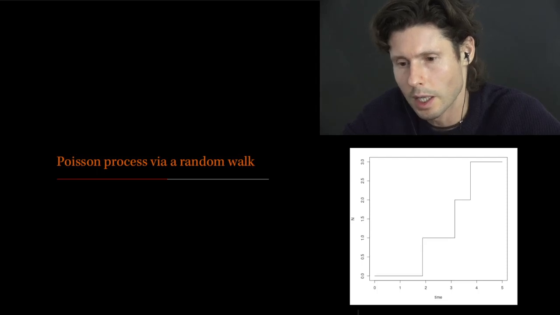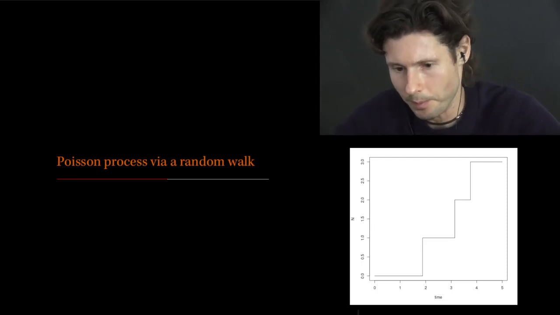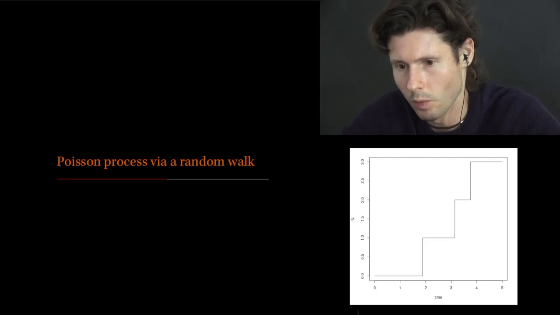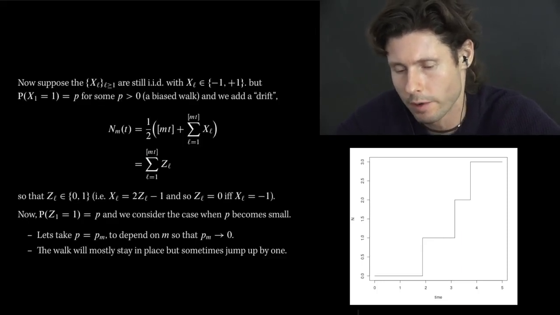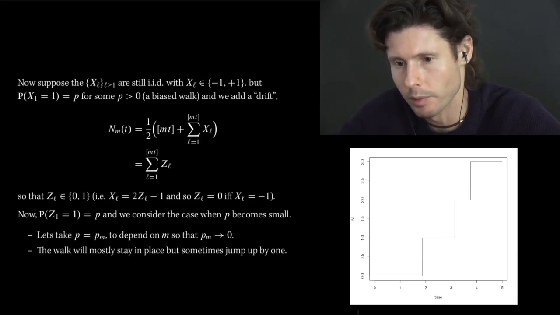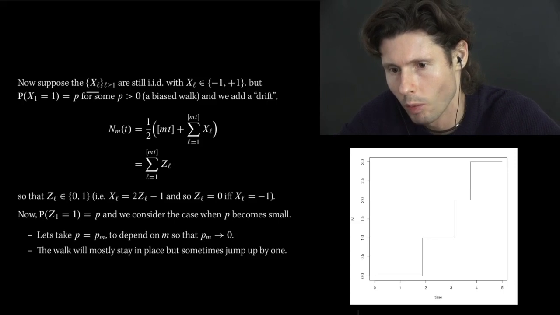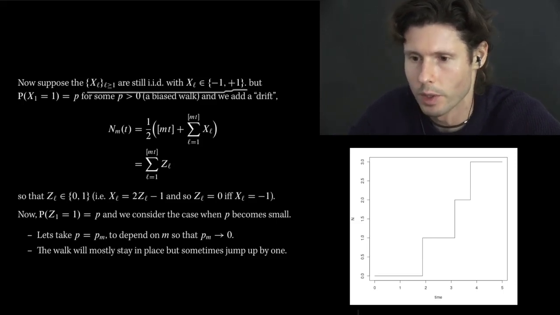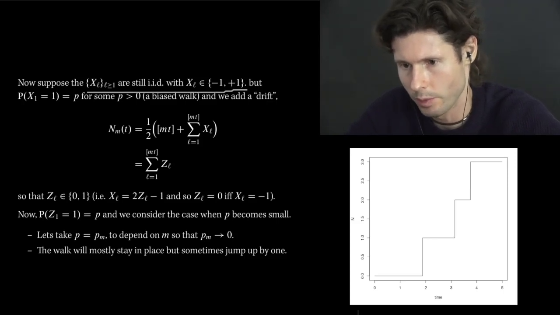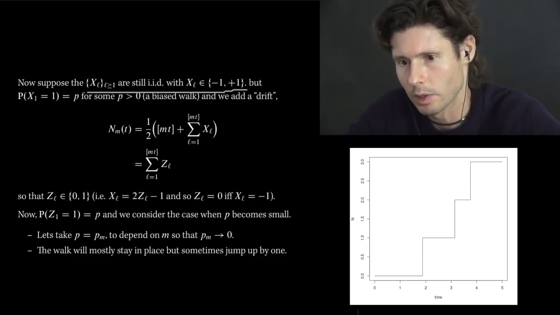Okay, so let's look at why the Poisson process can be modeled as a random walk. We're going to start off in the same place as we did for the construction of the Brownian motion. We're going to have a random walk with IID increments that are going to move +1 or -1. That's the starting point. But now we're going to do a couple of things.